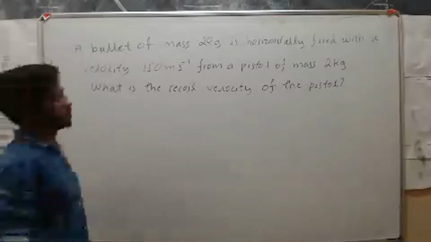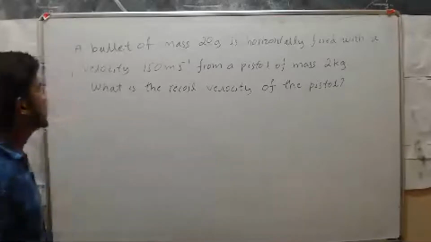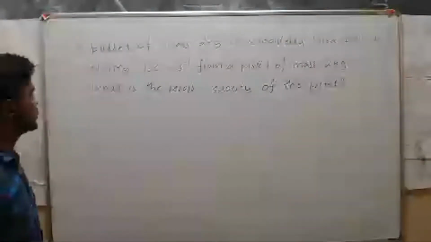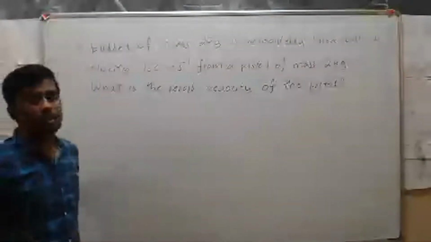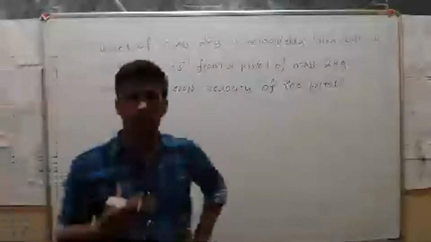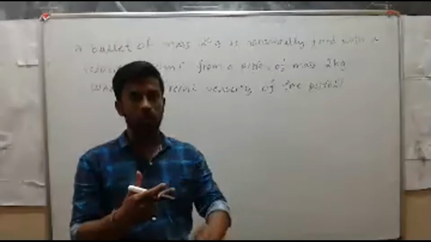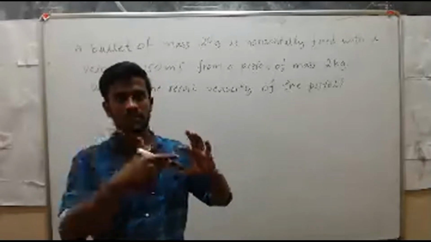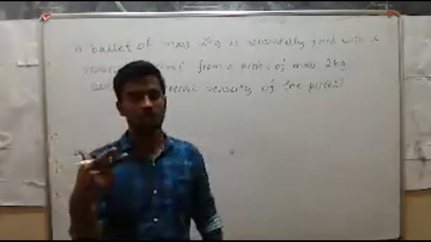Here, a bullet of mass 20 gram is horizontally fired with the velocity 150 meter per second from a pistol of mass 2 kg. What is the recoil velocity of the pistol? Recoil velocity, right? When that bullet leaves that gun, that gun will come back, so we call that recoil velocity.